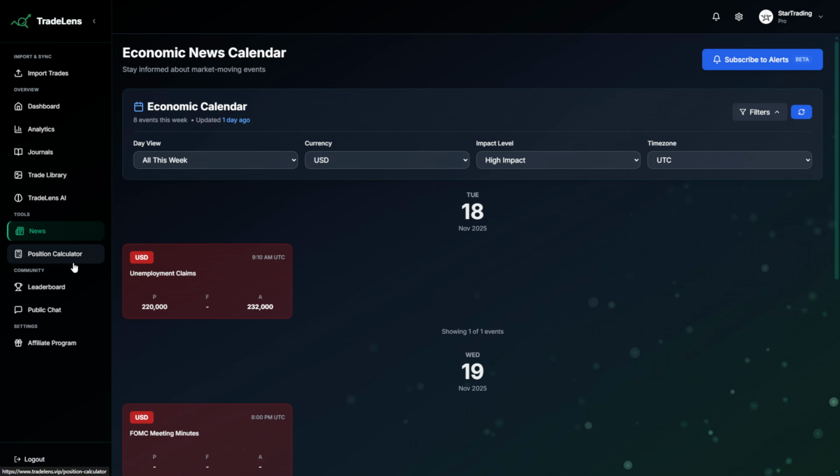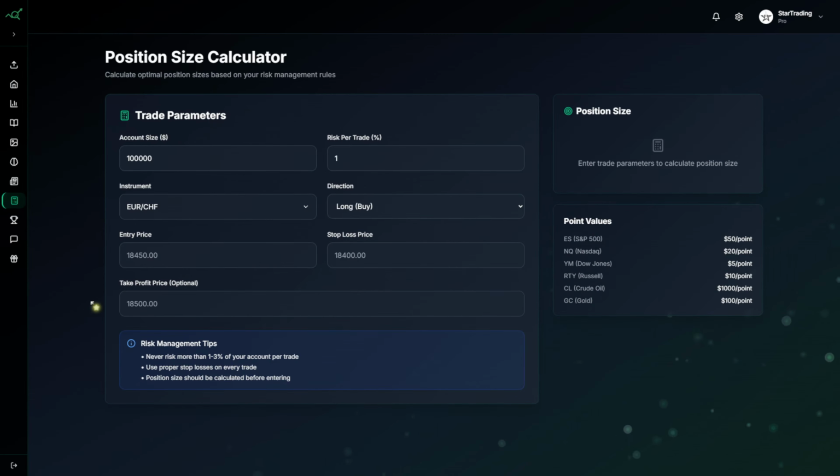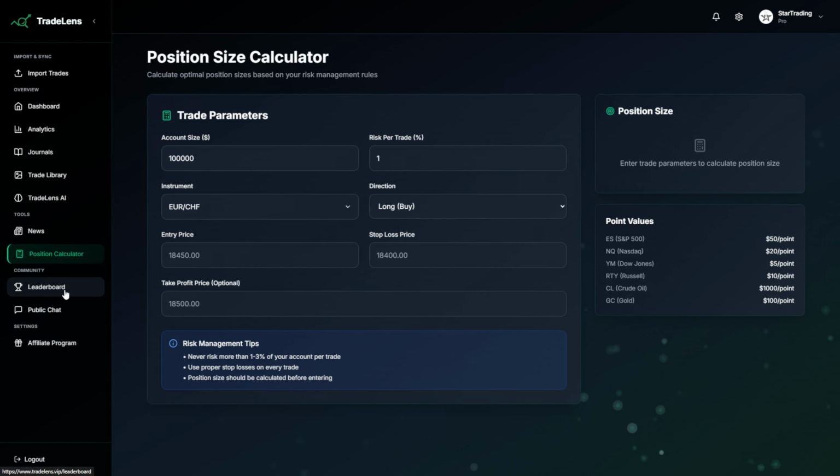From here on, we're going to go onto the position calculator. Once again, you want to have everything in one place and not just have to go from side to side, just have all of these different functions. TradeLens has it all. Basically, you're just going to type in the parameters and get the exact lot size that you have to use in order to risk X amount of percentage. For example, 1%.